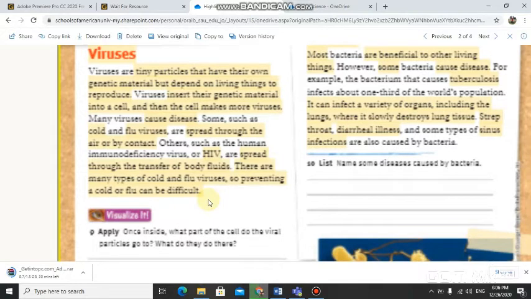I want you to know that not all viral diseases can spread through sneezing or coughing. Some of them do not spread in that way, such as hepatitis B and AIDS. Those do not spread through sneezing or coughing.